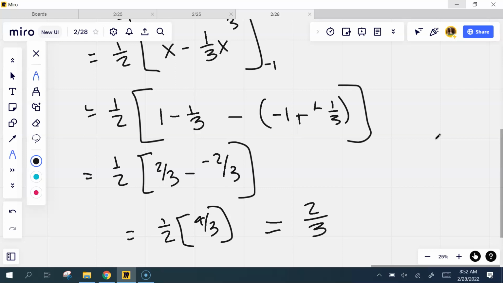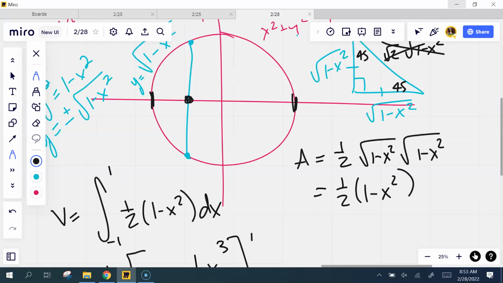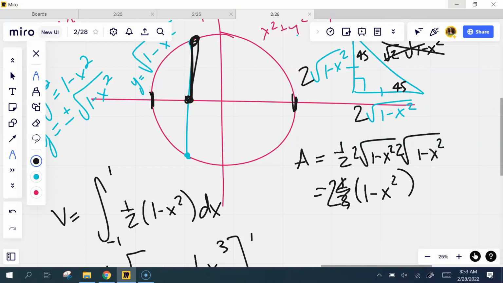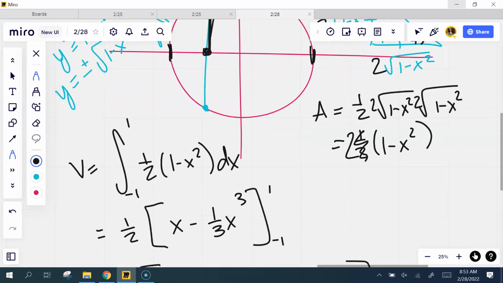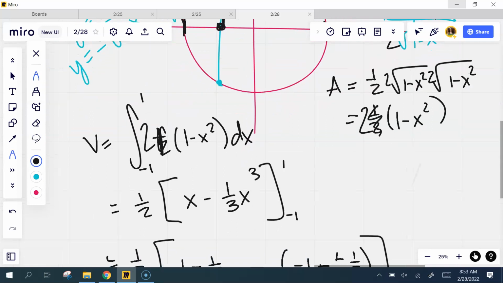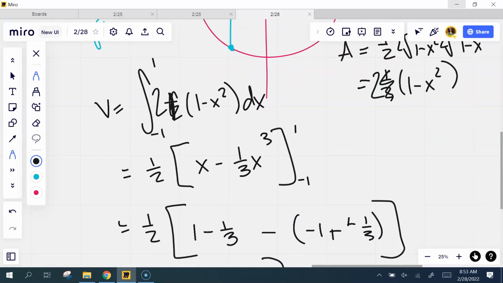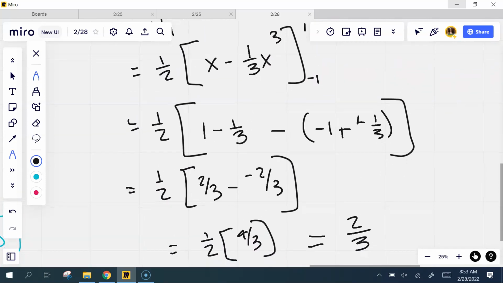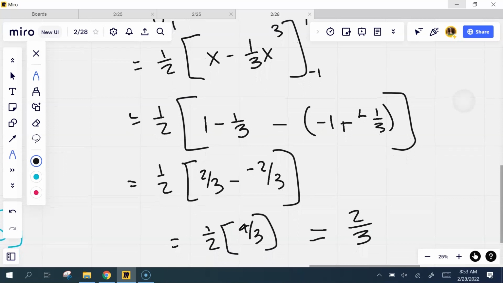Anything else? Take a brain break. This is if the triangle sat here, but we needed to double that. You're right, thank you. So there would be a 2 here and a 2 here, which would mean this is 2. Still doesn't give me 8/3. Oh, yes, it does.